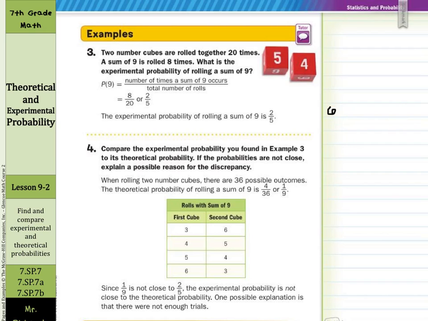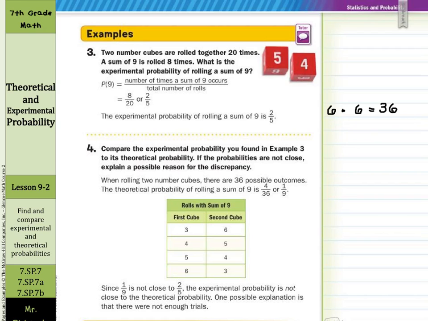How many different outcomes do we have for the second number cube? Well, another 6. So to find the total number of outcomes when you're running 2 different things, this would be 6 times 6, which is 36. This is what's called the fundamental counting principle, which we'll be talking about later in this chapter.